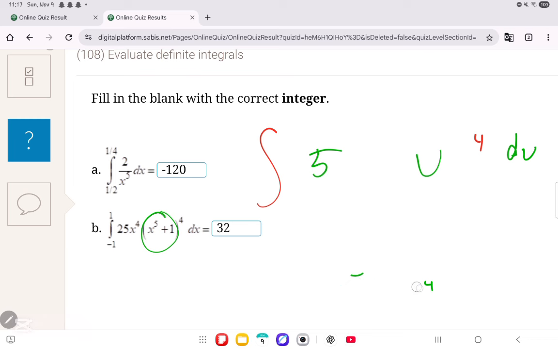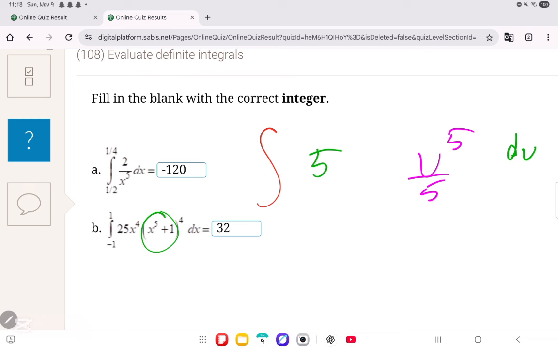So 5u to the power of 4 du. Now what do I need to do? I need to integrate this. U to the power of 4 will be u to the power of 4 plus 1 over 4 plus 1. So it will be u to the power of 5 over 5.